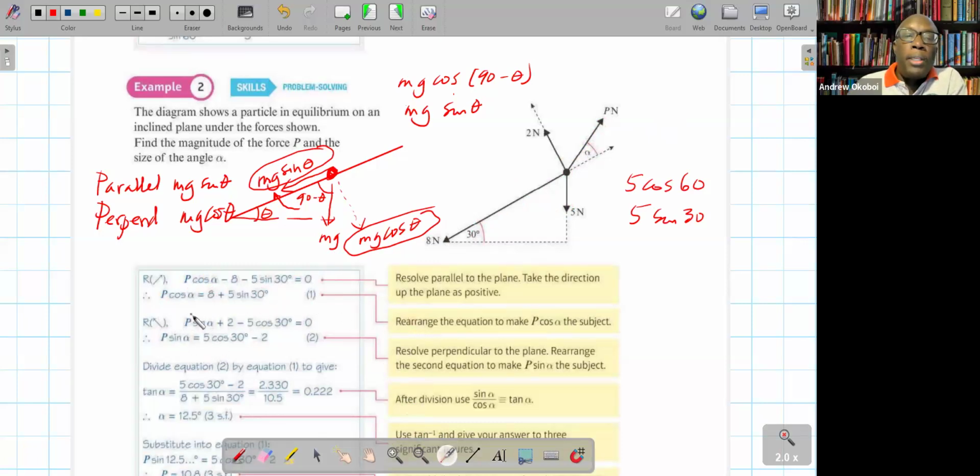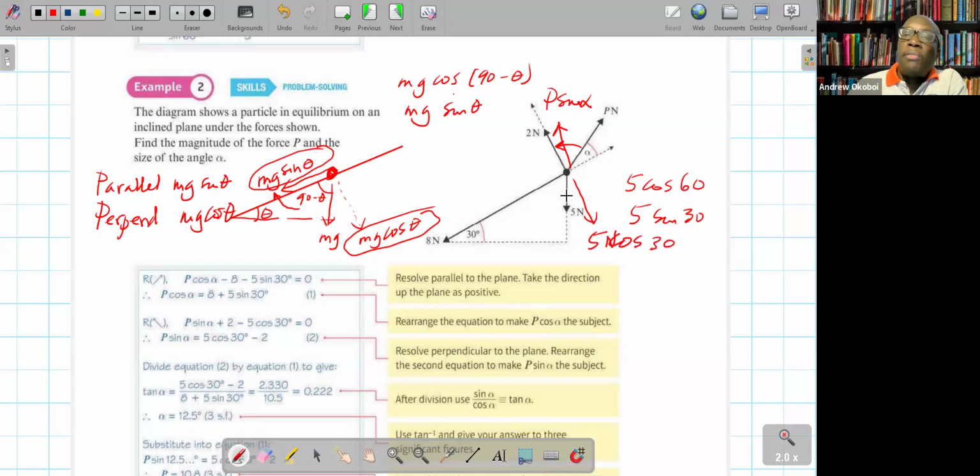Now let's do it perpendicular to the plane. Perpendicular to the plane, I am going to take this one and turn it up here. So I'm going to get something that goes up here, and this is P sine alpha. So P sine alpha plus 2 is going to equal this one here, which is 5 newtons. It's opposite. 5 cos 30.